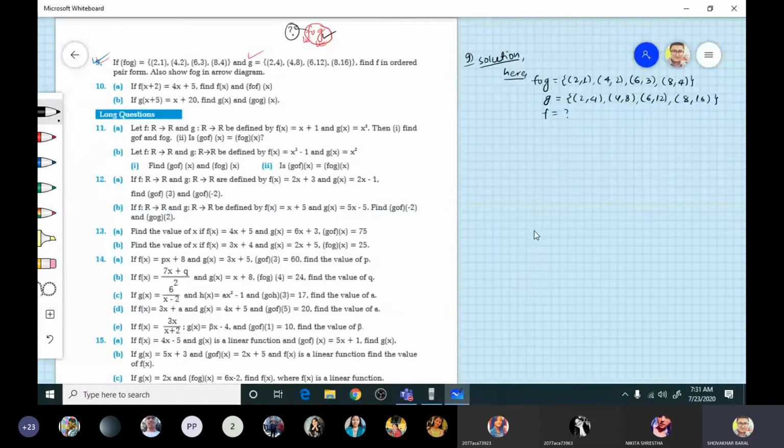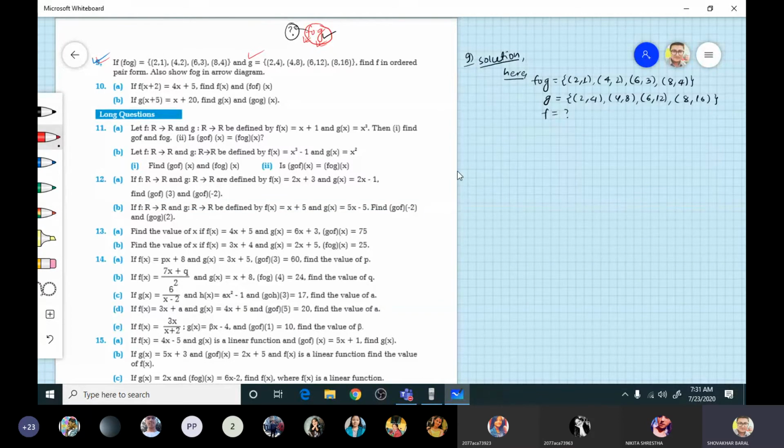Since I'm sharing the desktop, everything will be visible on your screen. I'm sorry for that. There is no other way to display this Microsoft whiteboard on your screen, so I am displaying my whole screen here. In this question, you need to find f. Let me continue here.